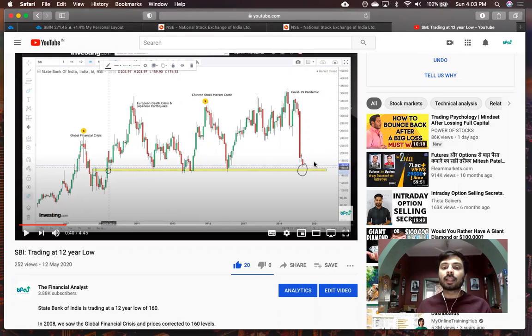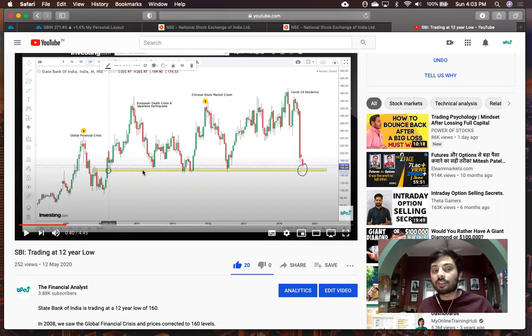Now, the question is, is this a positional concept, or is it an intraday concept? You can use it in both directions. What I'm explaining right now is positional. You buy it, hold it for the short term. However, let's say the level of 150 was broken on a daily chart or on a weekly chart. Then you can short the market.